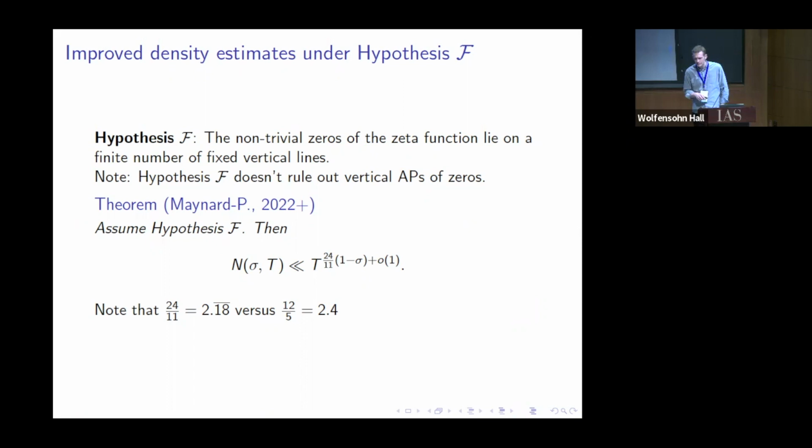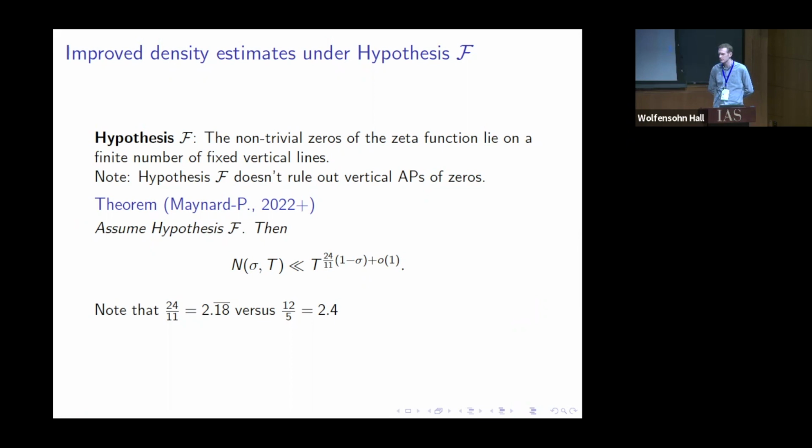Maybe all the zeros lie on the half line and the three quarters line and the nine tenths line, something like this. Have you specified that? No, just a finite number of fixed vertical lines. Should the distance between these lines be something, or can the lines be very close to each other? If the lines are fixed, then there will be a positive distance between them. That's sort of what we need. So the Riemann hypothesis is that there is only one line. Yeah, that's right. So that's why you should believe this hypothesis, because it follows from the Riemann hypothesis. Yeah, exactly. Thank you. It depends on the number of lines, but it doesn't really matter.